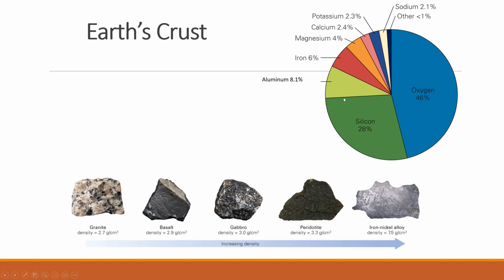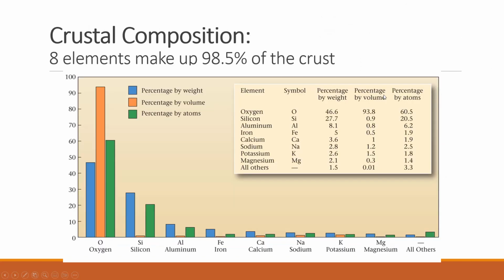Another way of looking at the chemical composition here would be breaking up our crustal composition into the 8 elements that make up 98.5% of the crust. Again, primarily silicon and oxygen. They are going to be in most of the crust forming minerals.